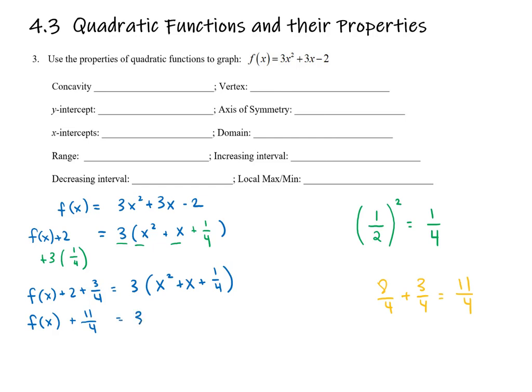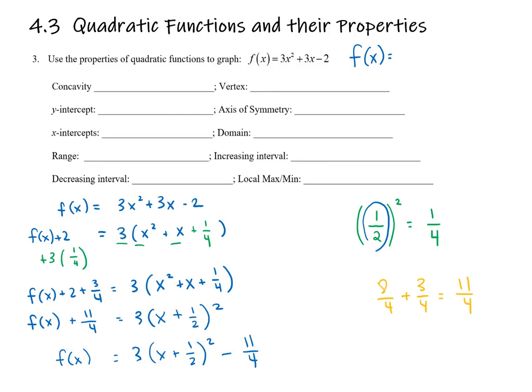So I'm going to factor this one, and I'm going to pull this 1/2 that we have from before, and we will get x plus 1/2 squared. And then subtracting the 11 over 4 from both sides, we're going to get 3 times x plus 1/2 squared minus 11 over 4. Alright, so I'm going to take that and write that up here next to my function, because we're going to reference that for a lot of our work.